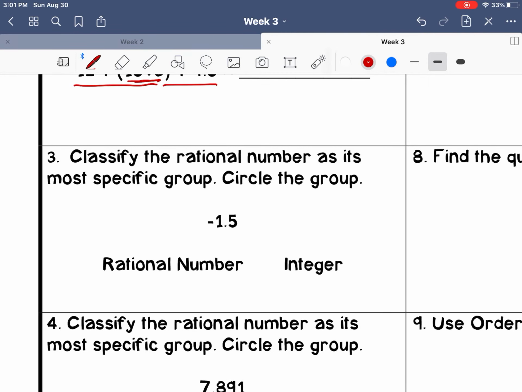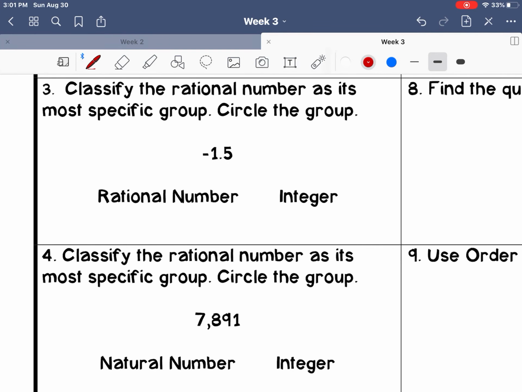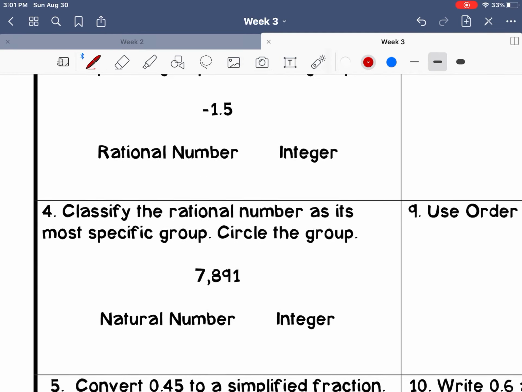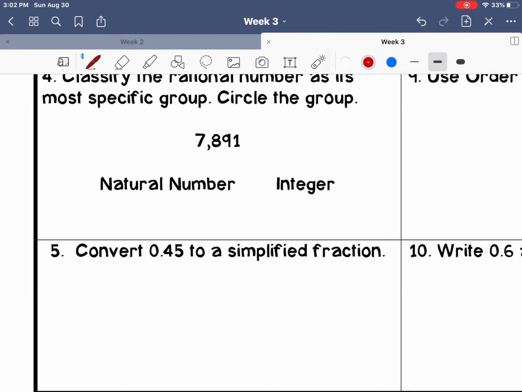Number 3, classifying rational numbers. If you don't remember how to classify rational numbers, go back and look at your notes on the subject. Remember that just because it's negative doesn't mean it's always an integer. Number 4, classifying again, if you can count to it, what kind of number is it?